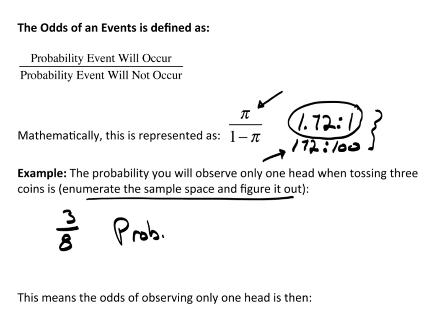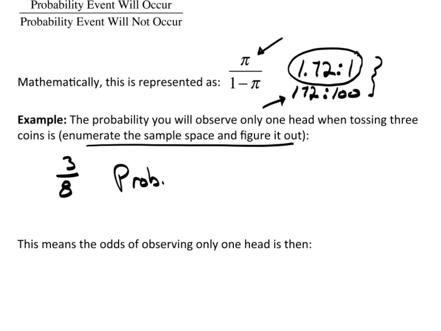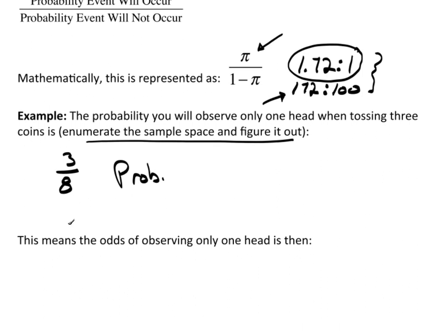So what does this mean in terms of odds? Well, it happens 3 times, correct? Well, how many times did it not happen? If you toss it 8 times, it happened 3 times. That leaves 5 that it did not happen. If you do this by the definition, you would have 3 over 8 divided by 5 over 8. The 8's cancel, and you get 3/5.